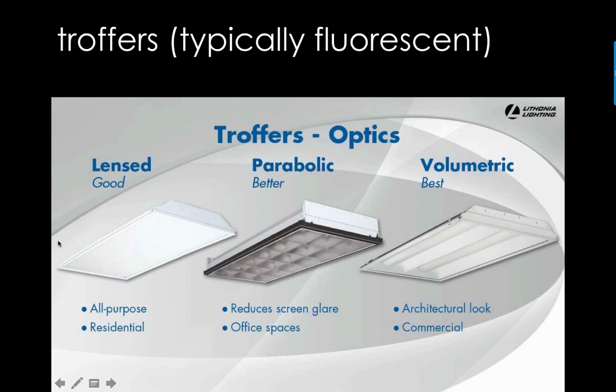And then the lensed fixtures are basically cheapo fixtures. These are sometimes called volumetric or up-down lights, the one here on the right. And those can be quite nice. They can also be very cheap, so you need to keep an eye on that.